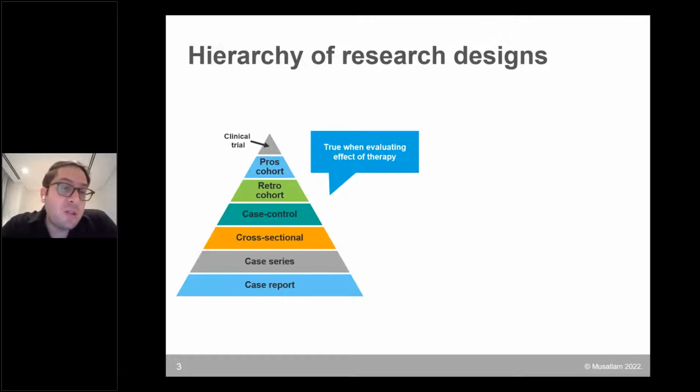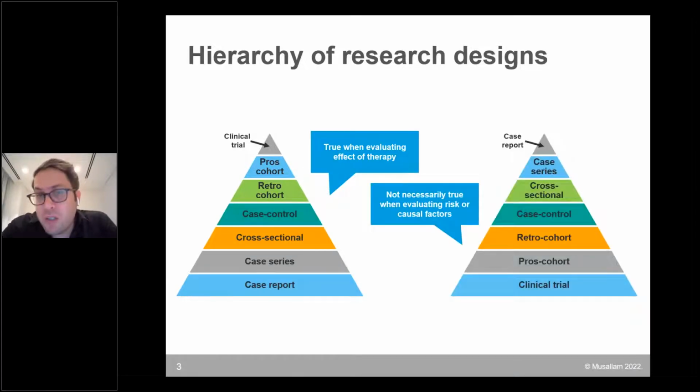The only way to understand if an intervention works, if a therapy, if a drug or a surgical approach works, is to conduct a clinical trial for it. But that might not be necessarily true when we're looking at etiology of disease or at evaluating risk factors or causal factors. It might be that the case report is at the top of the pyramid. It's the thing that started the whole understanding of a certain disease.